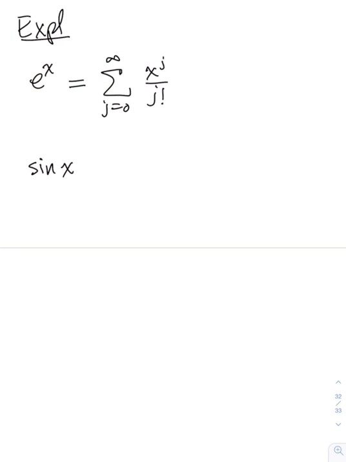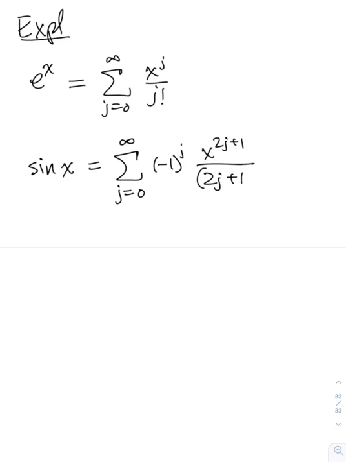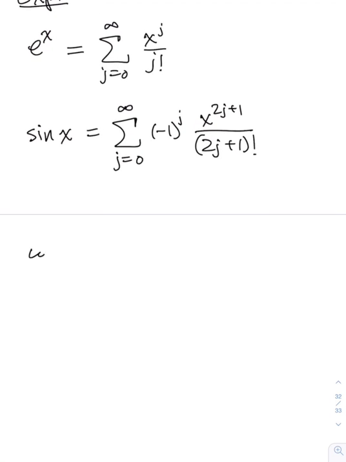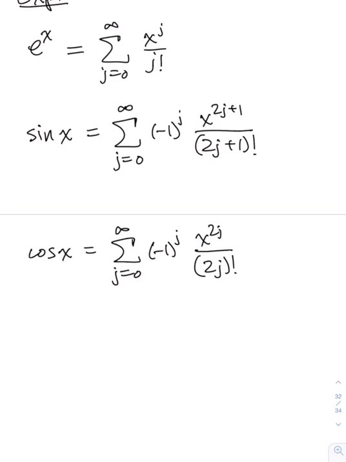Sine. The Taylor series for sine. It converges for all x, and it equals the sine of x. And it has this form: negative 1 to the j times x to the 2j plus 1 over 2j plus 1 factorial. The Taylor series for cosine. It also converges for all x and is equal to cosine of x. And it has this form: negative 1 to the j times x to the 2j over 2j factorial.